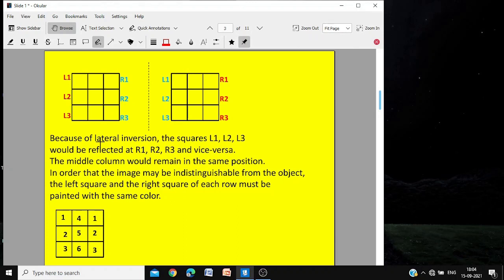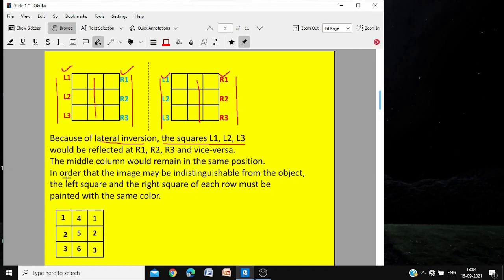Because of lateral inversion, a plane mirror gives lateral inversion, which means the left side will appear to be the right side and the right side will appear to be the left side. The squares L1, L2, L3, that's on the left side, would be reflected as R1, R2, R3. The left side would become the right side, and vice versa. The R1, R2, R3 would become L1, L2, L3. This is lateral inversion. The middle column, of course, would remain unaffected.